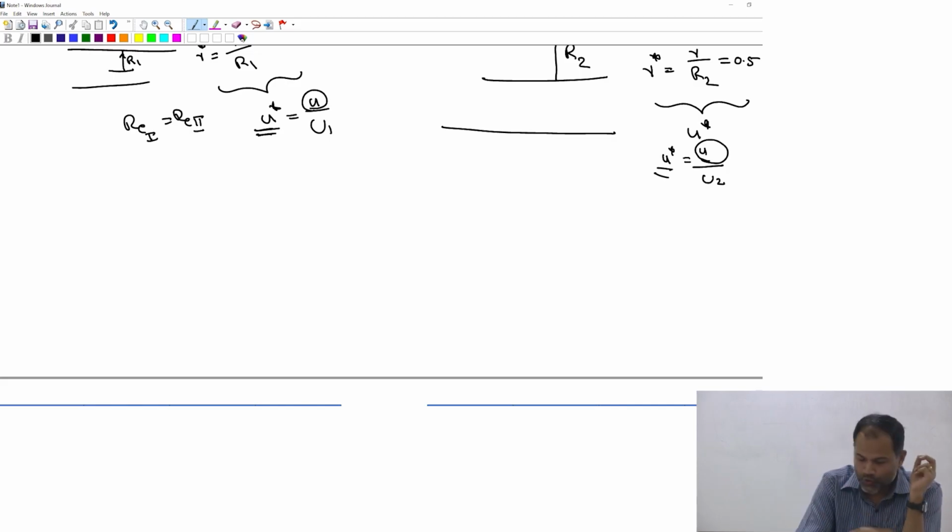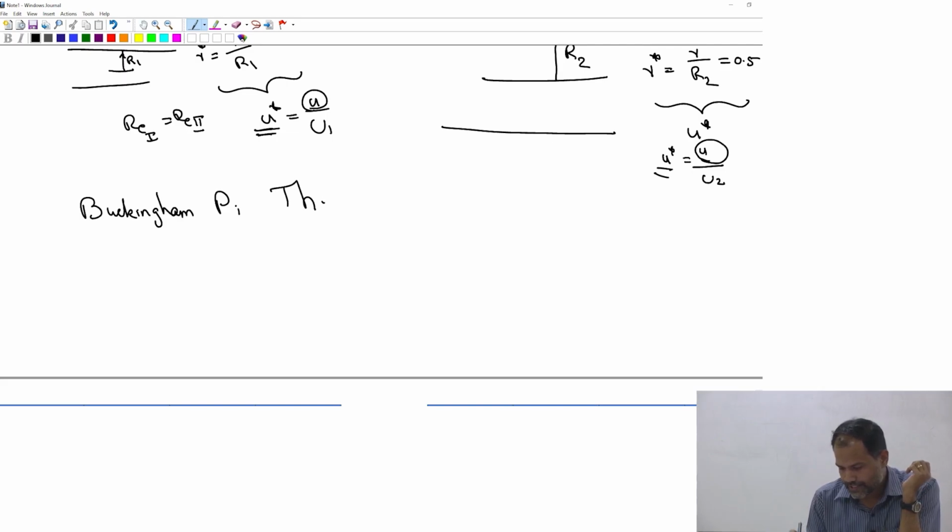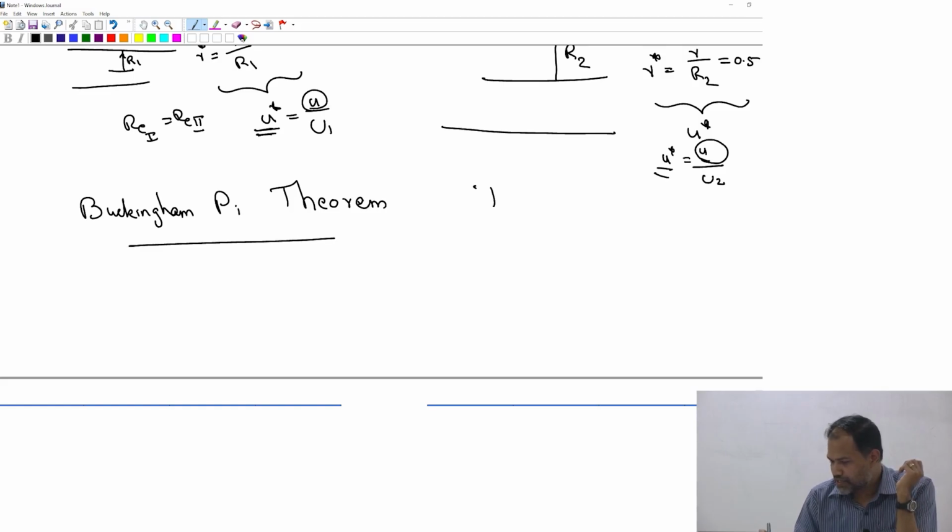Okay, and there are 2 methods for doing it. The first method is what you call the Buckingham pi theorem. And then there is Ibsen's method, which we'll see if we have time today.